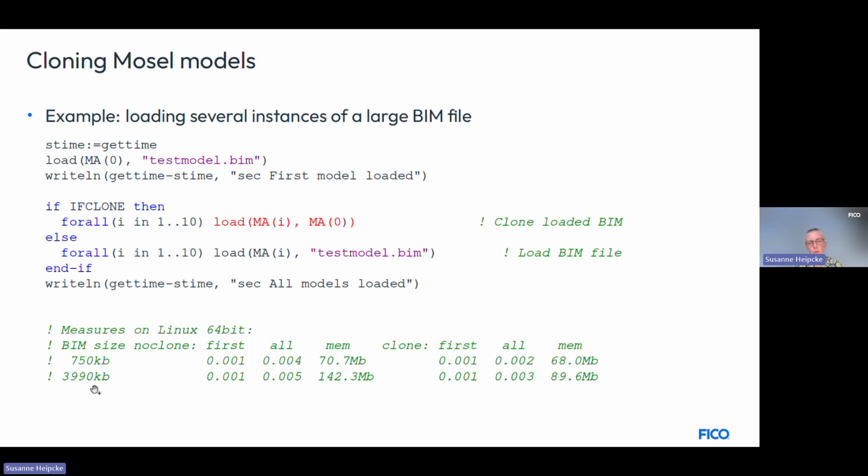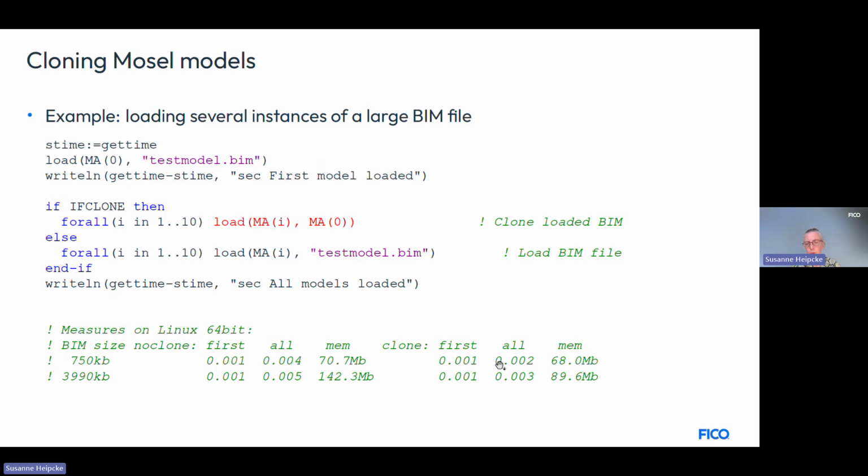So what is the effect? I've taken two fairly large model files. The large one must have several tens of thousands of lines, though I don't have the measure at hand. The times measured here are just for loading the model, so not processing it anyway, just the loading: the Mosel parser reading in this file. Doing the first one is of course the same, but then for the standard one, if I'm doing this over and over again 10 times, we have a total measure here and also memory consumption.